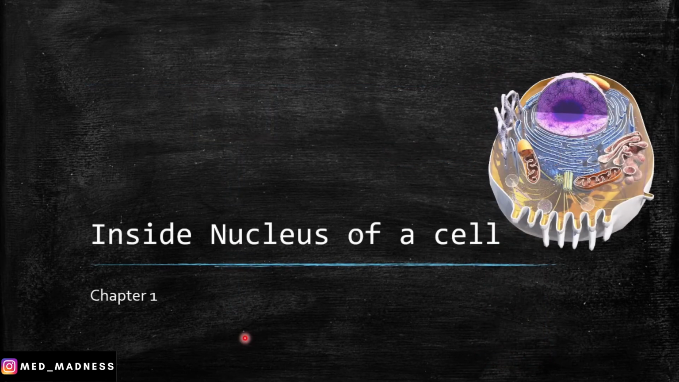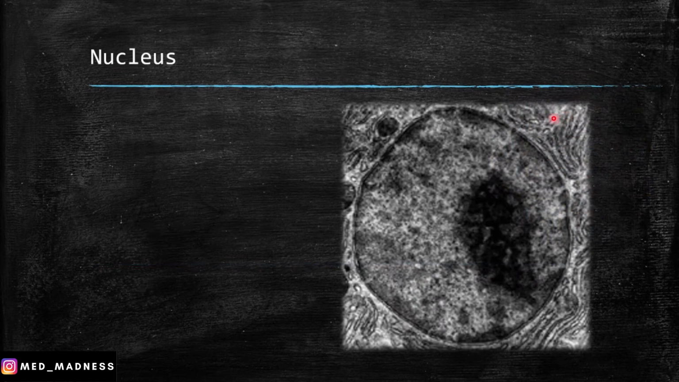So, chapter 1: what is inside the nucleus of a cell? This is going to be a perfect basics for your genetics and biochemistry subjects. This is the electron micrograph of a nucleus. What does the nucleus contain? Two points. Number 1, nucleic acids.